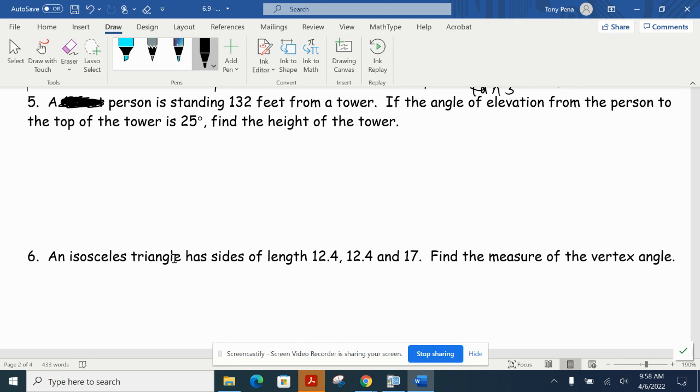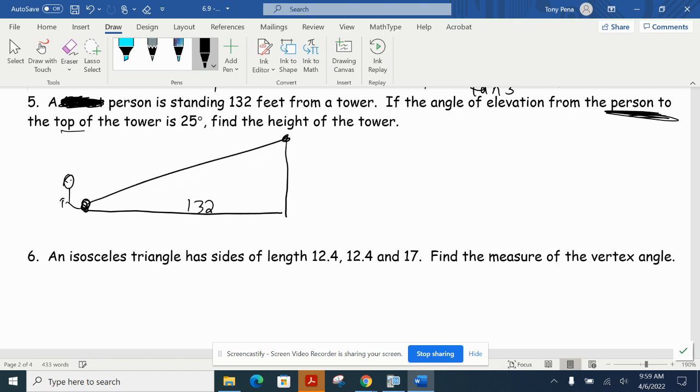Okay, not bad. All right. So we have this person here. For the most part, we're doing okay. There's a couple people that we want to kind of check this. There's a person standing 132 feet away from the tower. So you have to understand, if this is now your tower, him standing 132 feet should be this length right here. All right, and this is obviously the tower. You were then told the angle of elevation from that person to the top of the tower. So from the person to the top of the tower is 25 degrees. And then we were looking for the height of the tower.